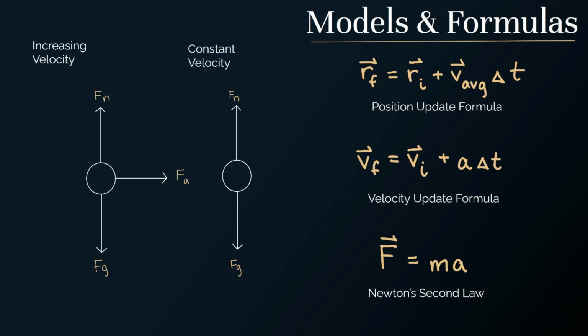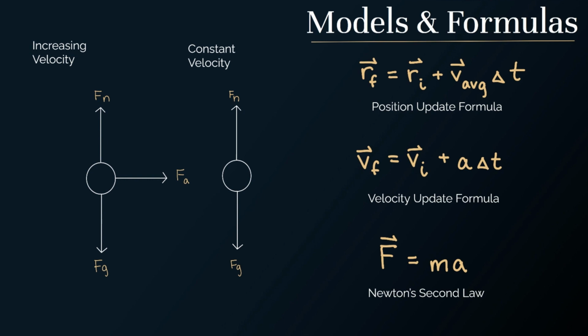First off, we have the position update formula. This is: final position is equal to initial position plus average velocity times delta t, or change in time. The velocity update formula is: final velocity is equal to initial velocity plus acceleration times change in time. And then we have Newton's second law, which is force is equal to mass times acceleration. By plugging in acceleration, which is force divided by mass, we can derive other formulas from Newton's second law.